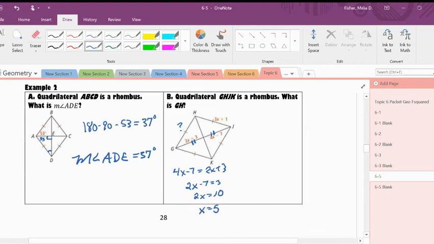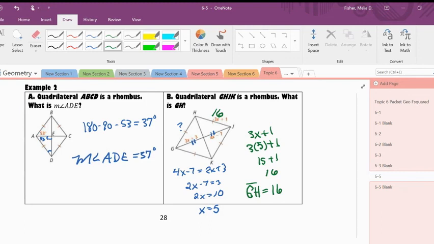Now that I know what x is, I can take the other expression, 3x plus 1, and plug in the x value of 5. 3 times 5 is 15, plus 1 is 16. If this side of the rhombus is 16, then all sides of the rhombus must be 16. So GH equals 16.